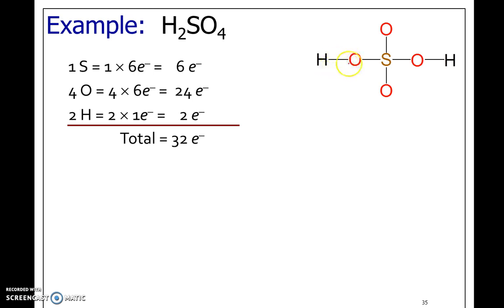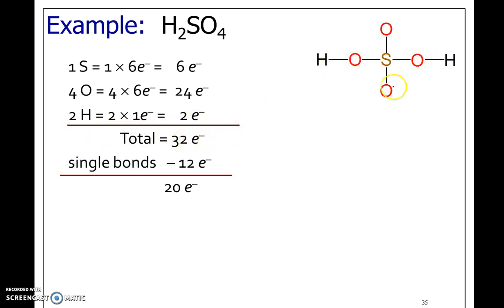So in this case, we've gotten rid of 2, 4, 6, 8, 10, 12 electrons through bonding. Again, it doesn't have to be just the bonds in the central atom. It's the total number of bonds in your whole structure. We still have 20 electrons to get rid of.